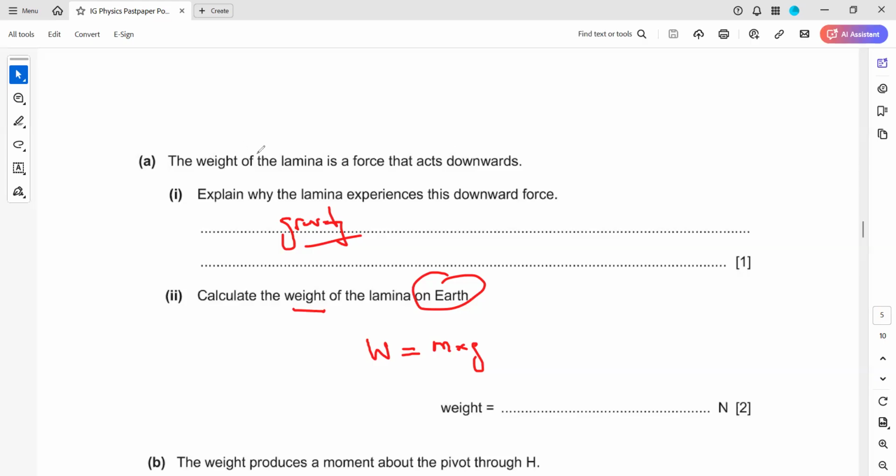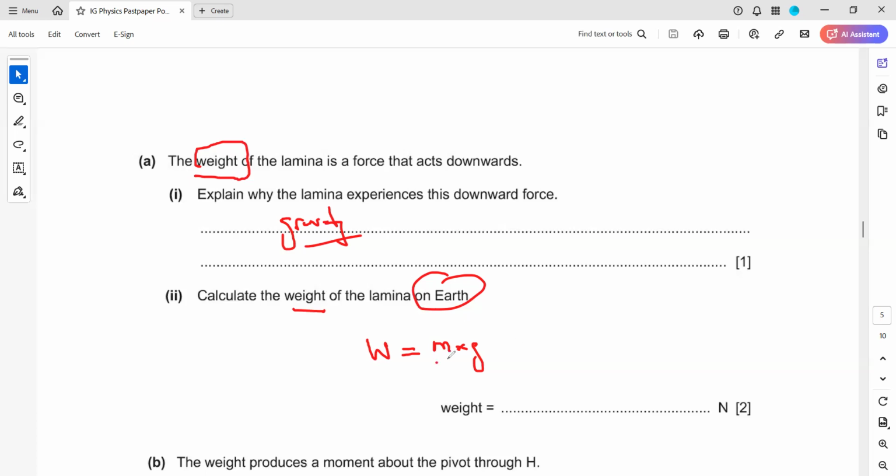You cannot say weight. Why? Because they already use weight in the question. If I ask why you have a weight, you will say because of gravity, the gravitational force acting on me, that's why I have weight. So you'll mention that the gravitational force acting on the lamina is responsible for the weight. Due to mass, the gravity is acting on you. So the lamina has a mass, and because of the mass, it experiences a gravitational force.